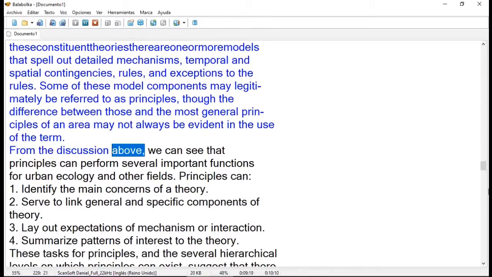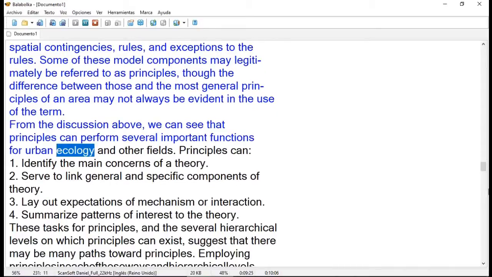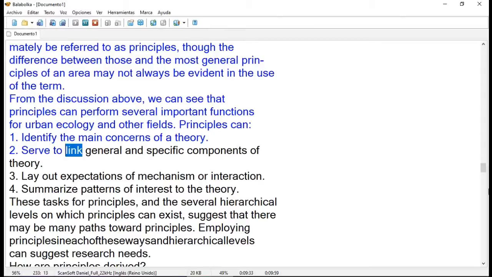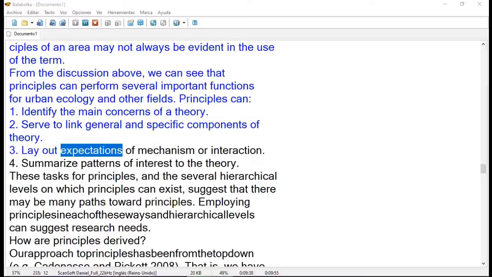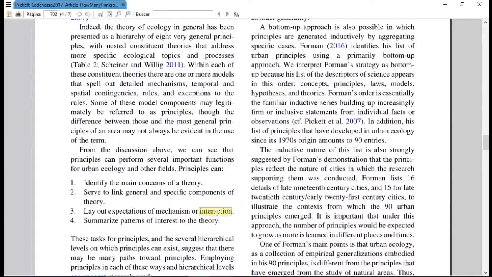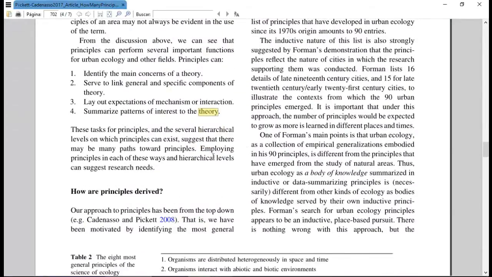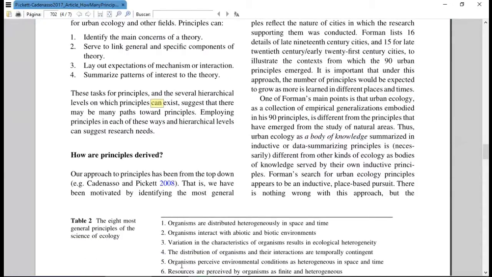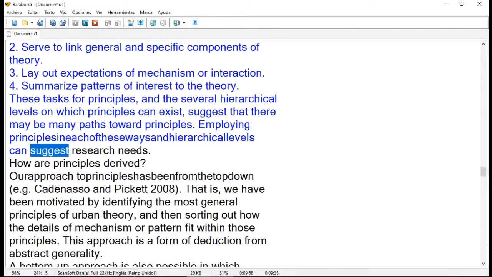From the discussion above, we can see that principles can perform several important functions for urban ecology and other fields. Principles can: 1. Identify the main concerns of a theory. 2. Serve to link general and specific components of theory. 3. Lay out expectations of mechanism or interaction. 4. Summarize patterns of interest to the theory. These tasks for principles, and the several hierarchical levels on which principles can exist, suggest that there may be many paths toward principles. Employing principles in each of the levels can suggest research needs.